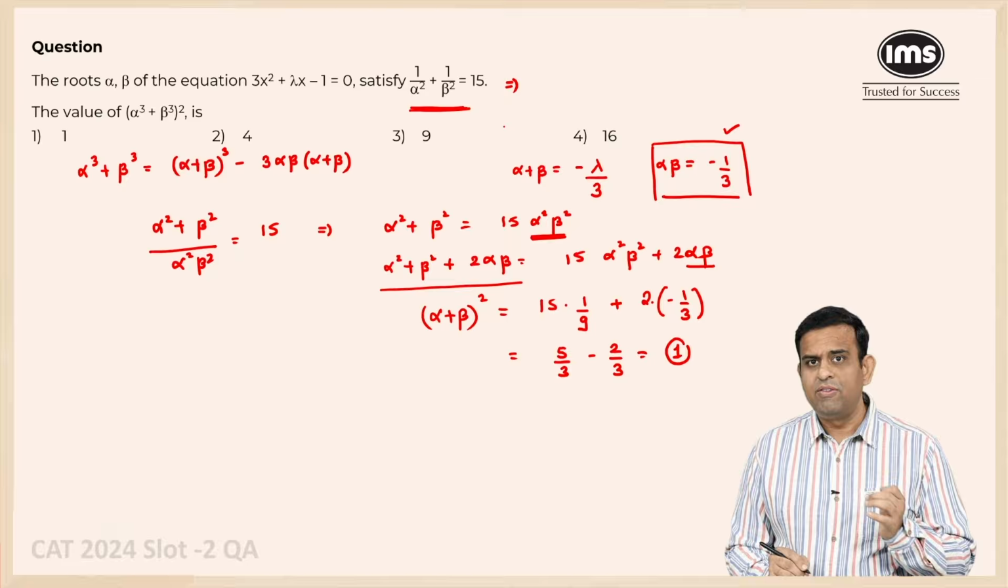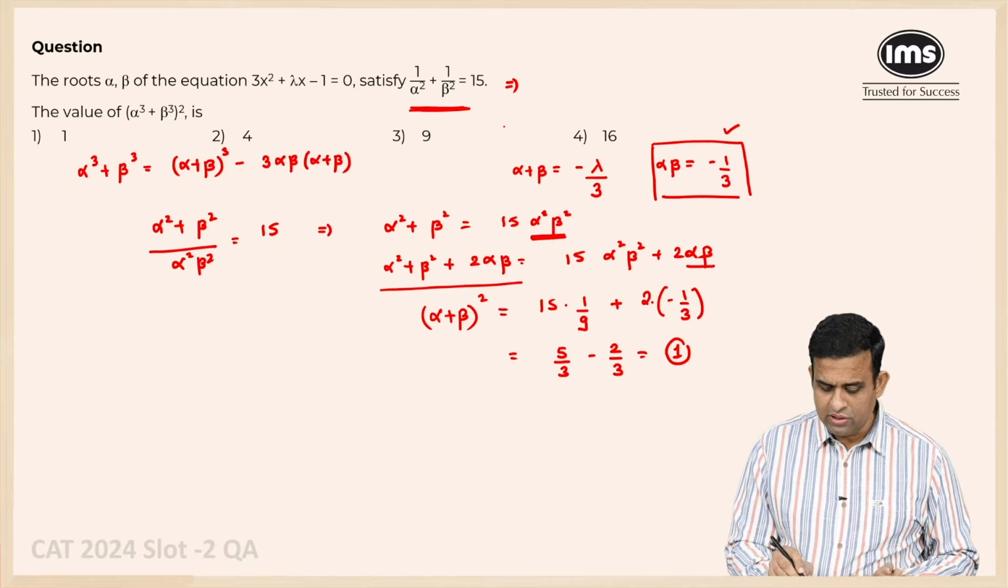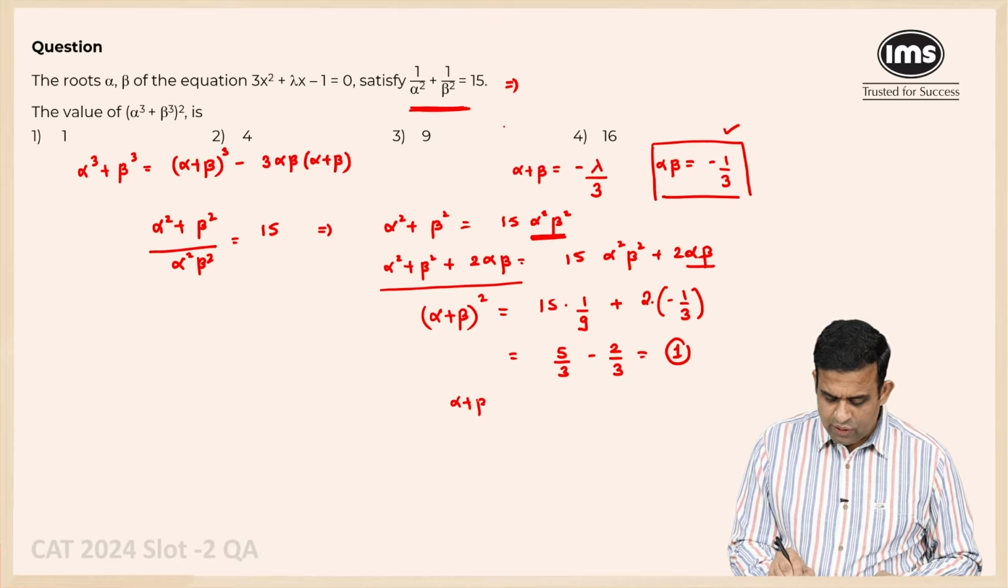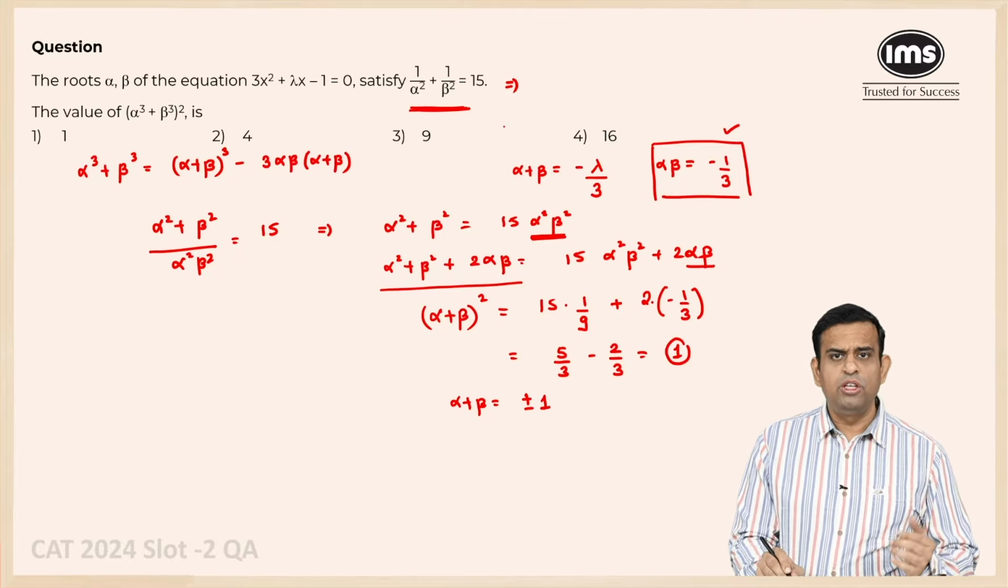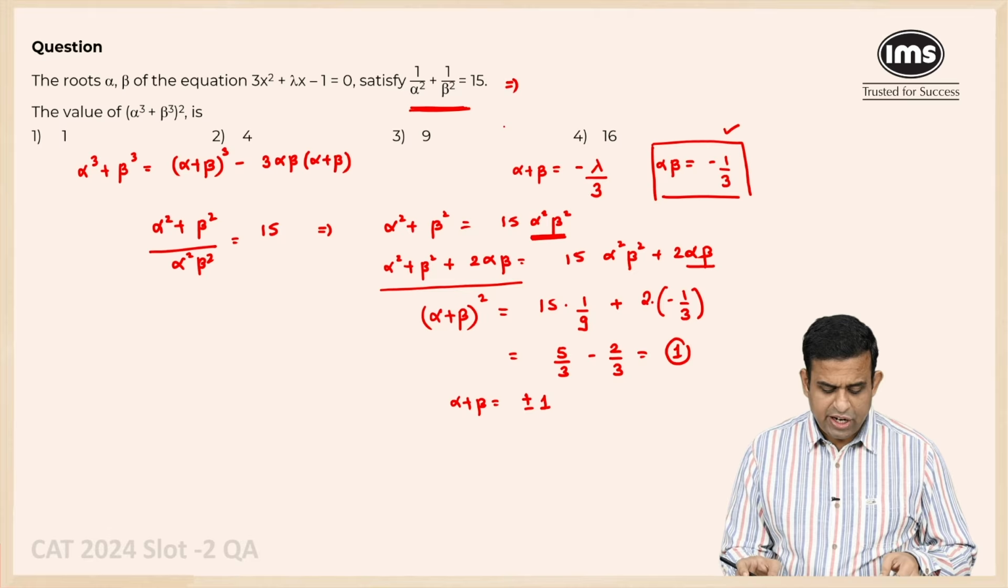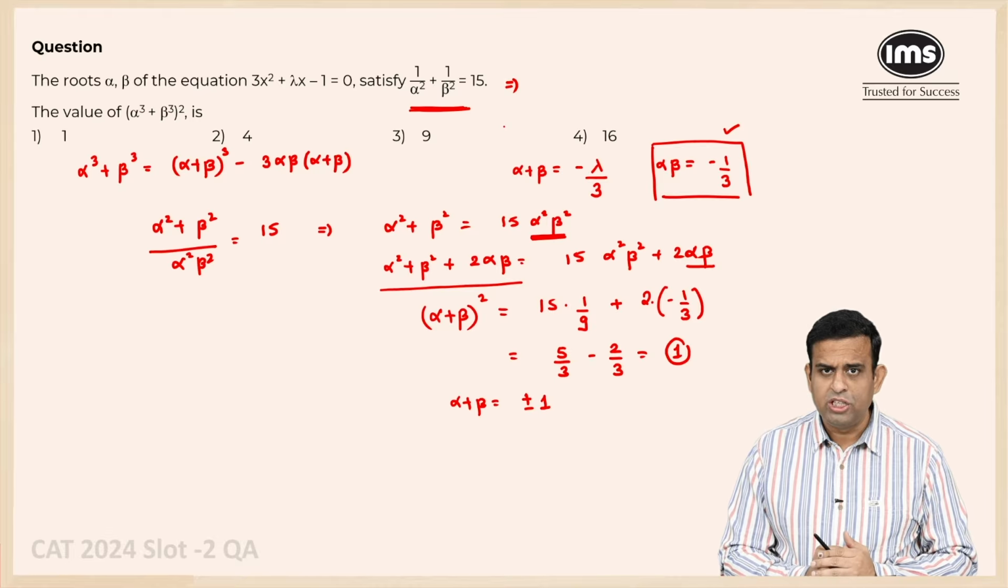Now understand, alpha plus beta whole square is equal to 1. So alpha plus beta would be equal to either plus 1 or minus 1. Both the values are acceptable. But let's try to find out the value of alpha cube plus beta cube.